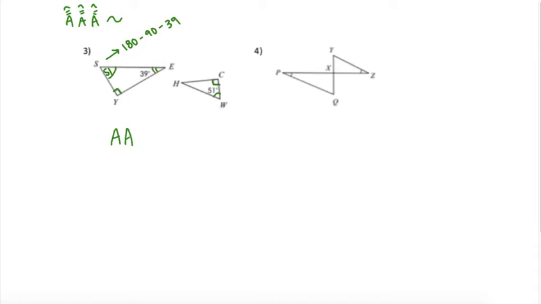The 39 here will be the match to H. So if I did this again and did 180 minus 51 minus 90 from this triangle, I would get that 39 degrees. Because I already have two matches, the third has to match. This is another angle, angle, angle similarity, giving us similar triangles. So triangle SYE is similar to triangle, S is the 51, so I'll go with W. Y is the 90, so C and H.